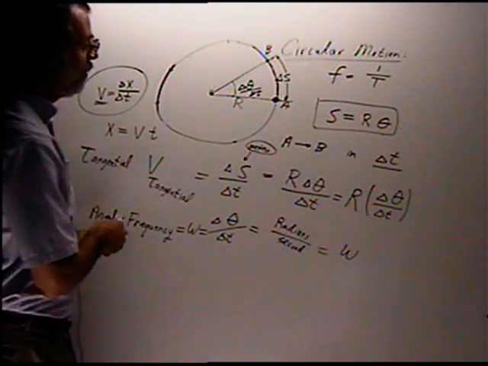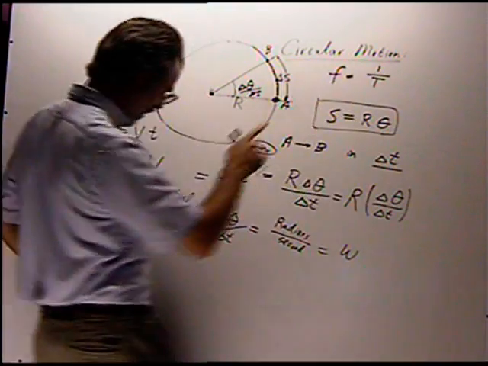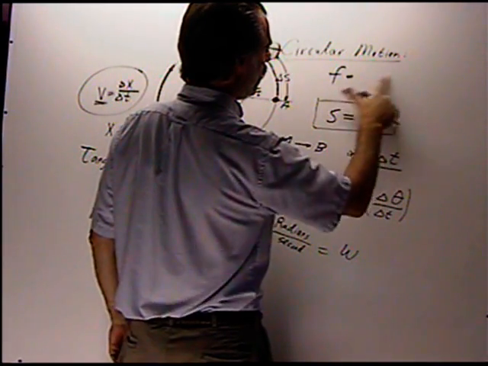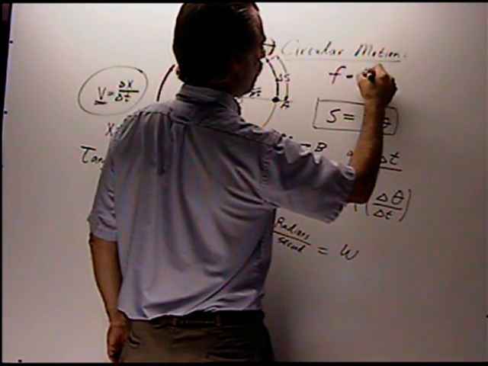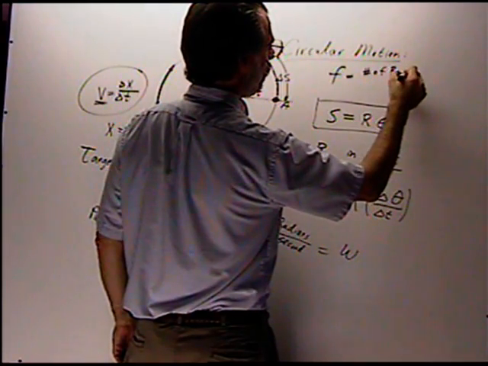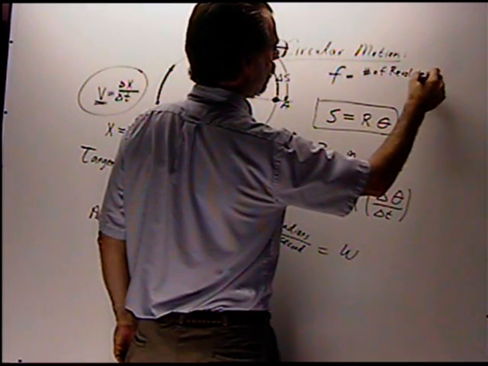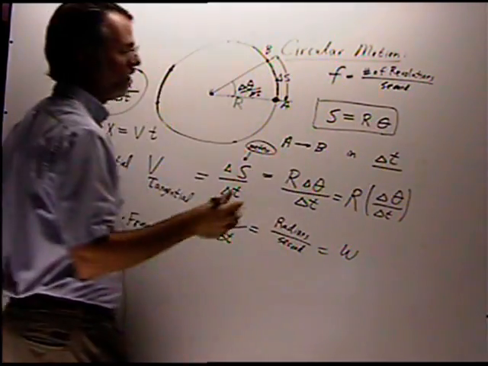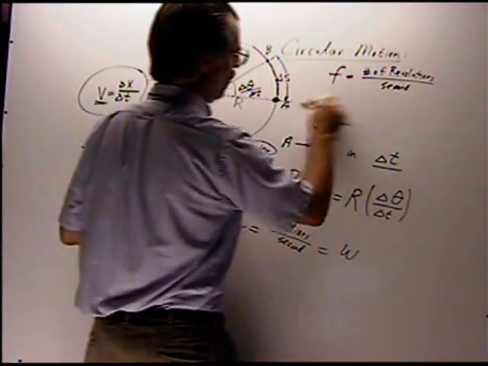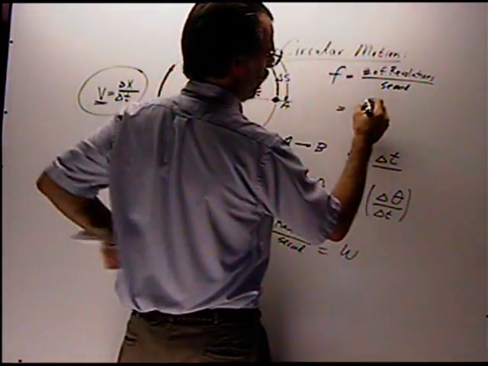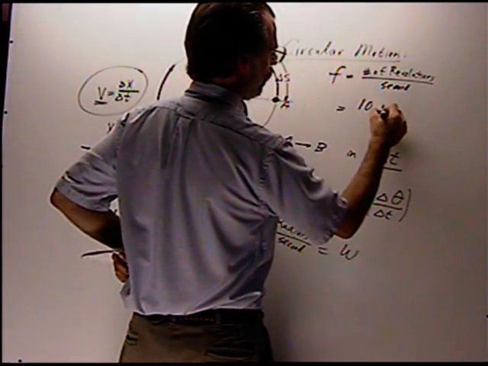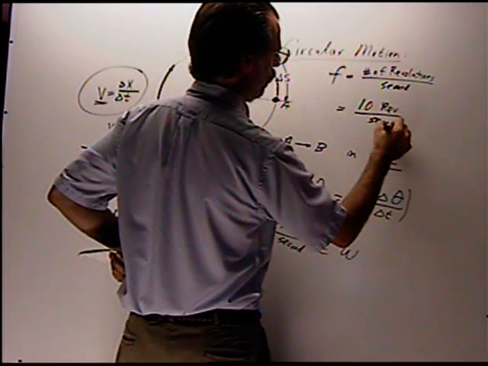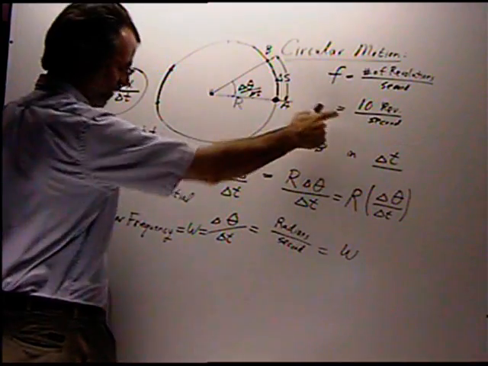Angular frequency. Now let's compare the two types of frequencies. This frequency here, 1 over the period, is the number of revolutions per second. For instance, we could have, let's say, 10 revolutions per every second. So we would understand that there's 10 complete revolutions per second.